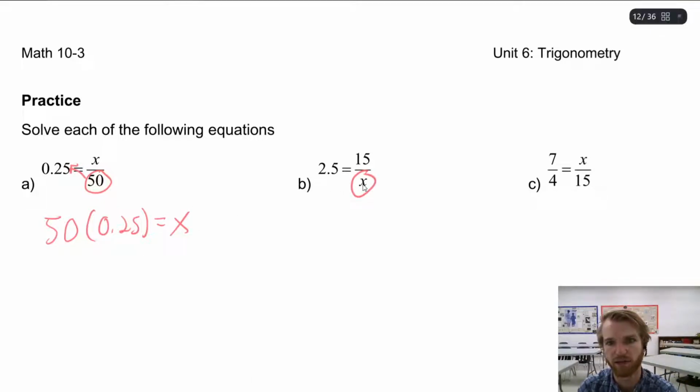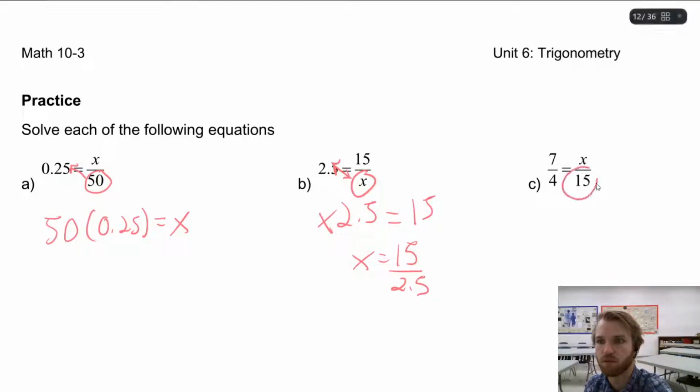This one, x needs to be on the top. It's currently on the bottom. So move it up to the top of the other side, and we need to get rid of that one. So we're going to take it and move it down to the bottom. If we did it all in one step, these things just switch places. I can show it to you in 2 steps, but x times 2.5 is equal to 15. Take that, move it to the bottom. X is equal to 15 divided by 2.5.